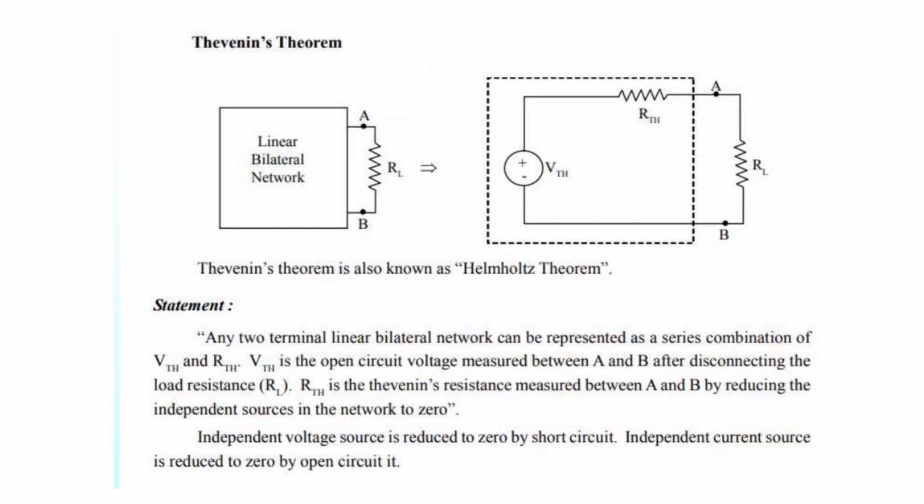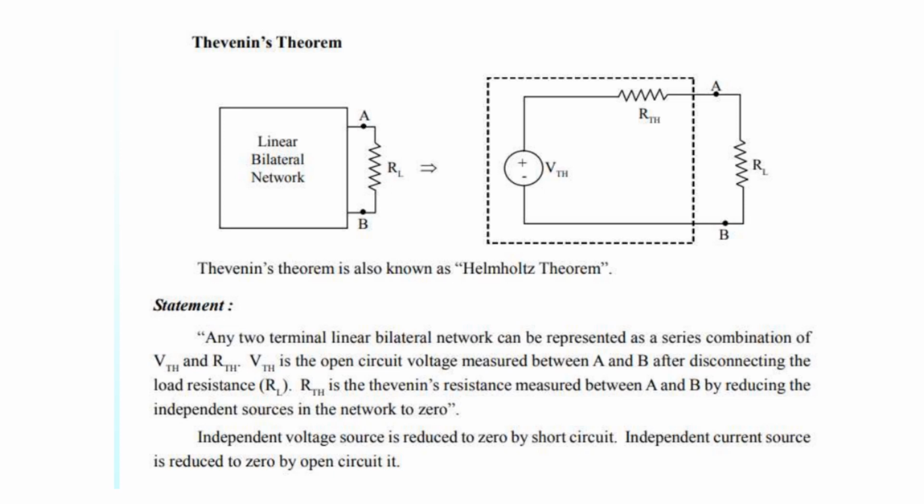Thevenin's theorem states that any two-terminal linear bilateral network can be represented as a series combination of VTH and RTH, that is, Thevenin's voltage and Thevenin's resistance. And VTH is the open circuit voltage measured between A and B after disconnecting the load resistance RL.